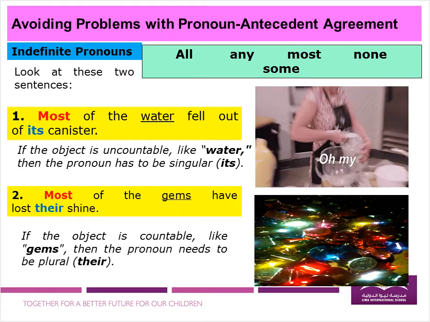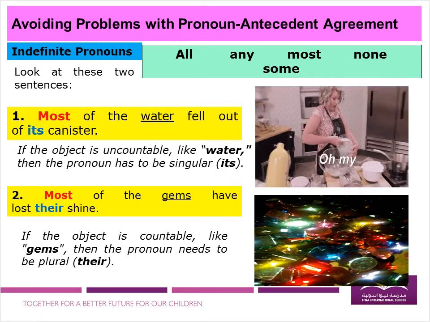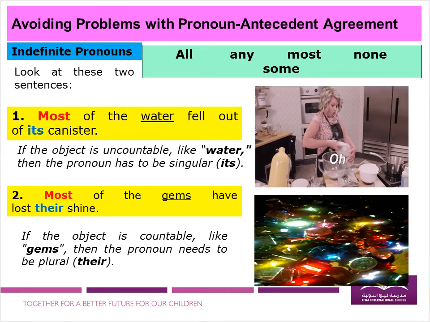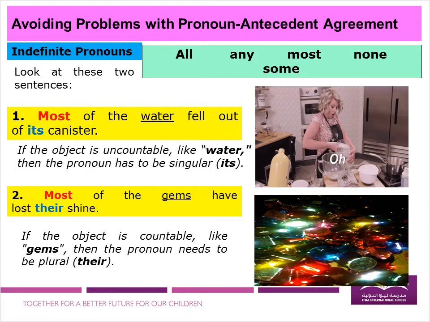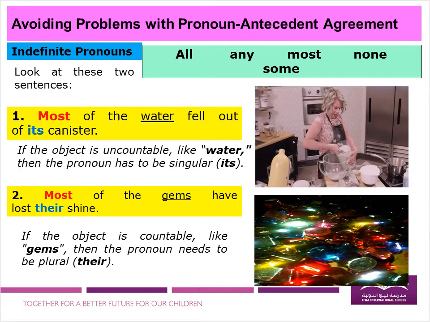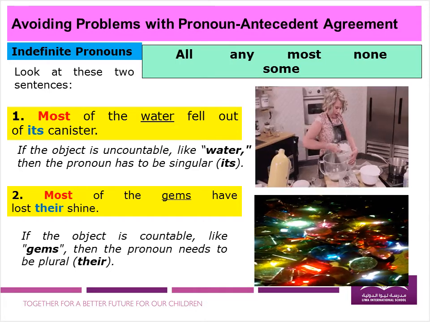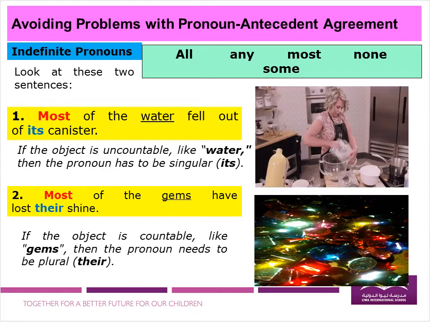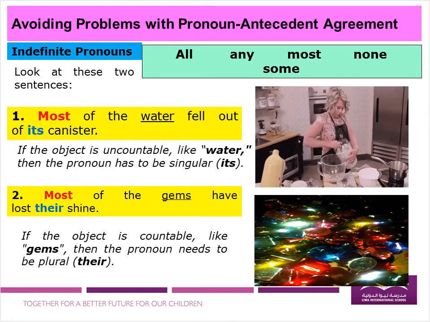If the object is uncountable, and uncountable means we cannot count it into pieces, like we cannot say 1, 2, 3, like water, then the pronoun has to be singular. Its. Okay, so how about number 2? Most of the gems have lost their shine. Now here I use their, and in the first one I used its. Now what's the difference between the two?